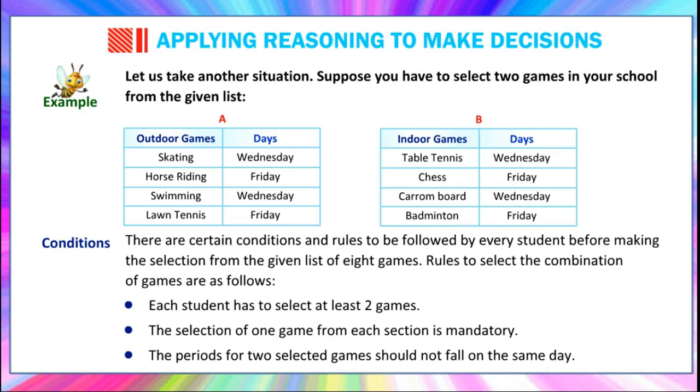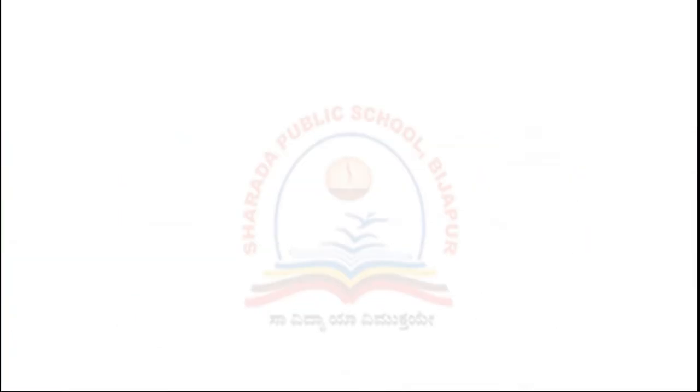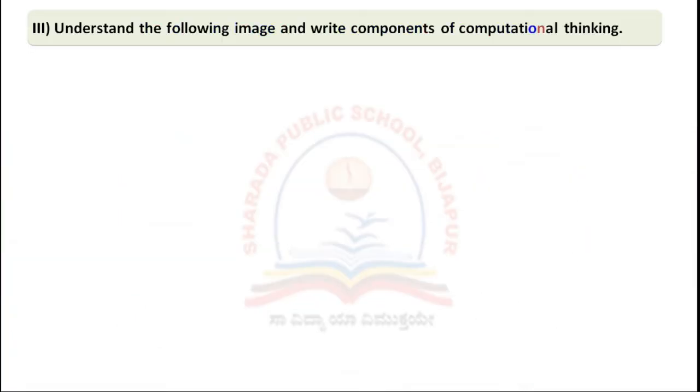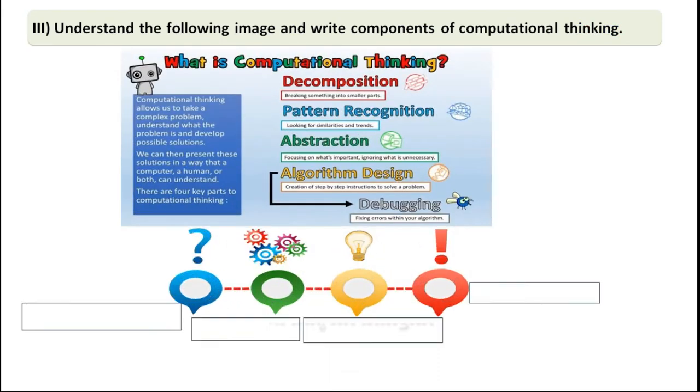Children, let us solve one activity given in curriculum worksheet number 1. Understand the following image and write the components of computational thinking. Children, observe the given image here. Here we have four components of computational thinking. All this we have discussed in the previous video.